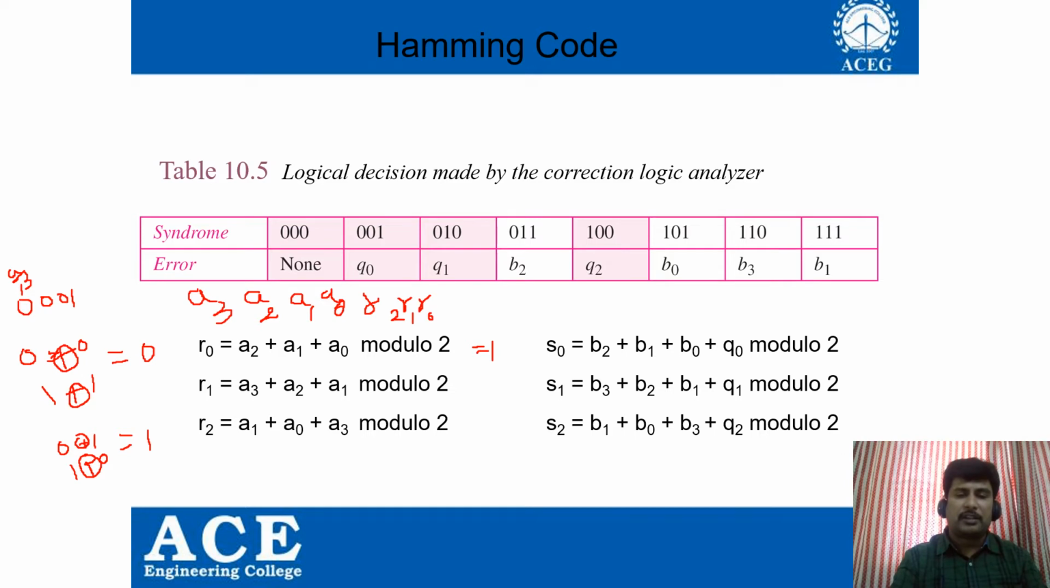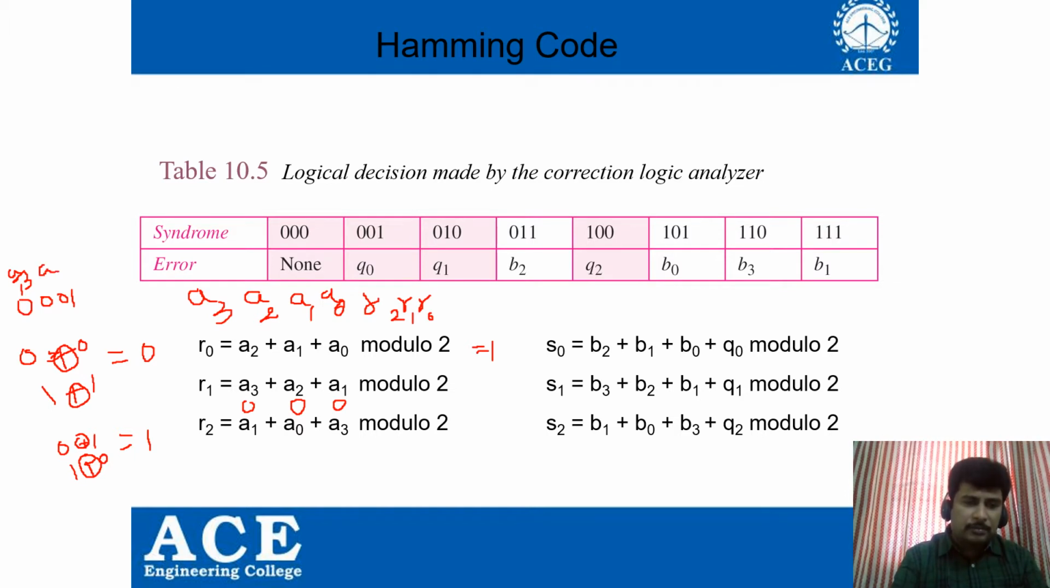Similarly, what is R1? A3 is 0, A2 is 0, A1 is 0. So here let me put A3, A2, A1 and A0. 0 exclusive OR with 0 is 0. 0 exclusive OR with 0 is 0. So the R1 value is 0.